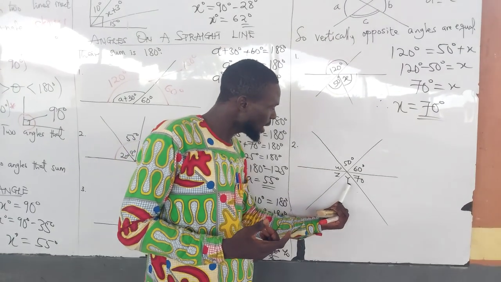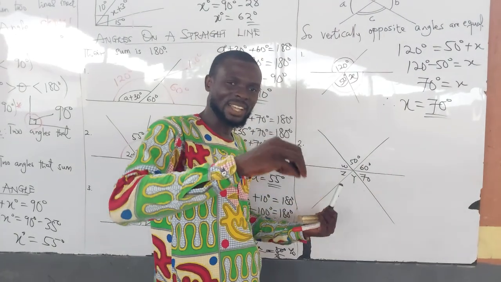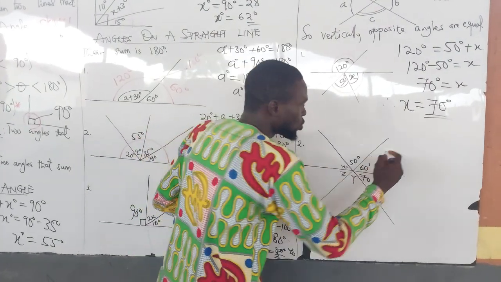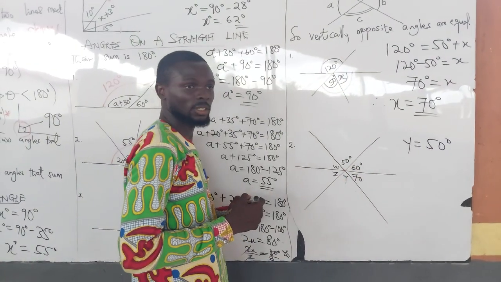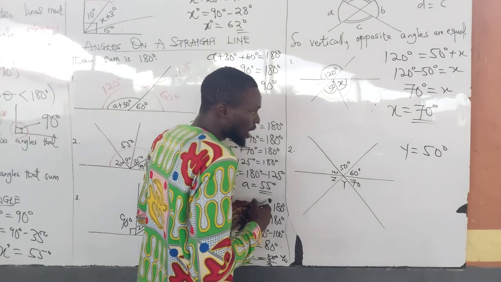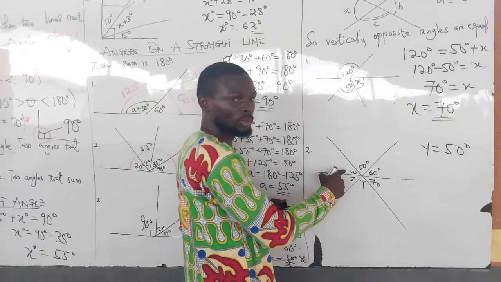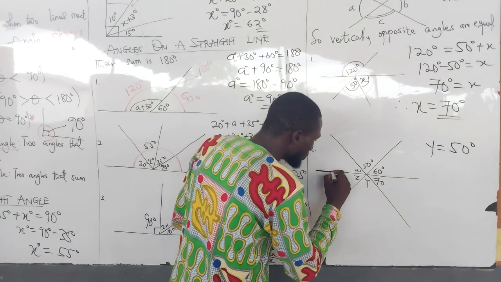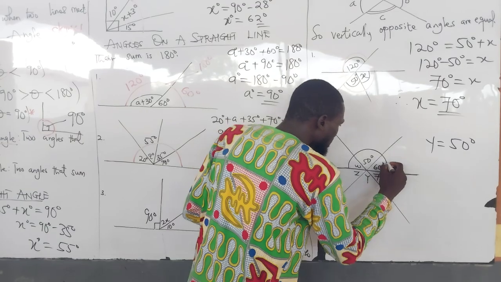Now we can say y is equal to 50 because they are vertically opposite angles. So here we can say y is equal to 50 degrees. Now if my y is 50 degrees, how can I solve w? Now take the w as a straight line. Angles on a straight line.